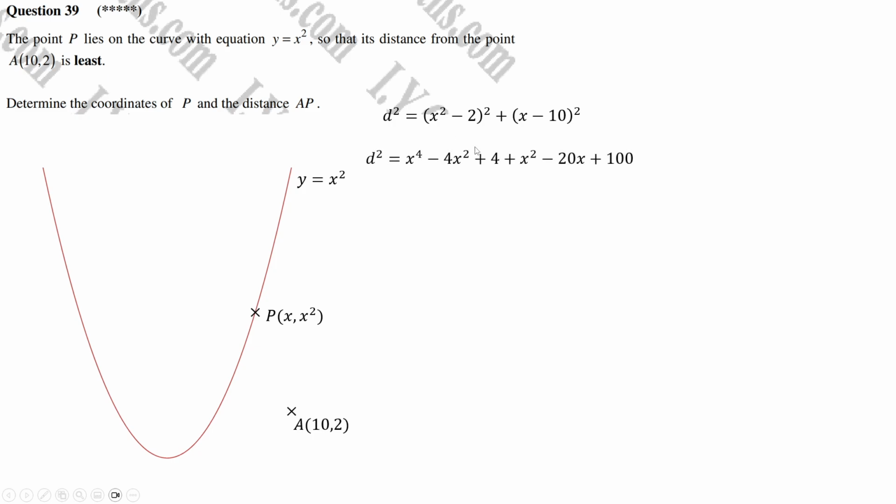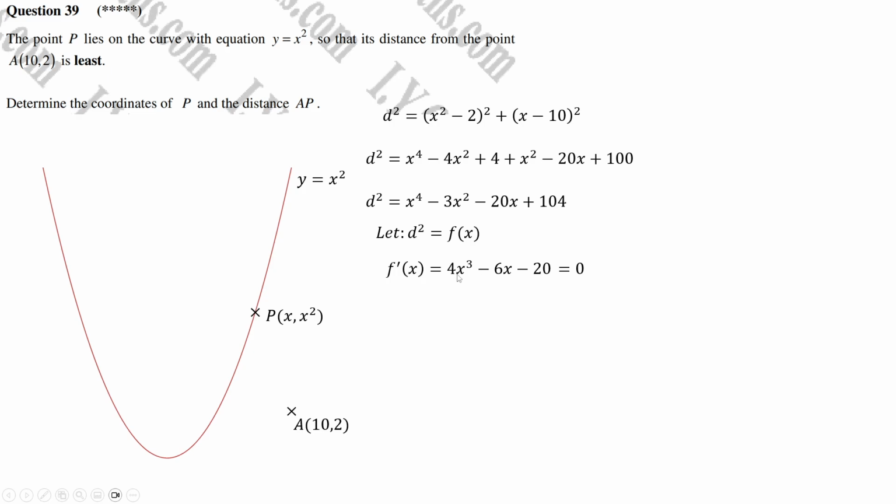Just expand this out. It's going to look hideous, but it's fine. You can just collect like terms. And now, let d squared equal f of x, and we'll come back to this later. If we say that this is f of x, then we can differentiate it to find what the minimum value is. So it must have a stationary point. Divide by 2. Oh no, I've not even done that.